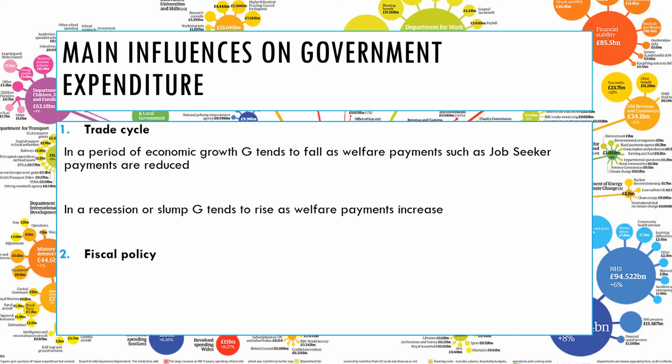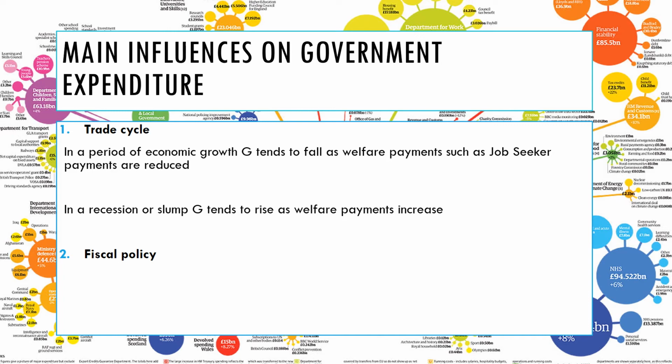Now, in a period of economic growth, government expenditure tends to fall, as we saw right at the start of this video. A large part of government spending is made up by welfare payments, such as job seekers payments. And if the economy is doing well and national income is rising and people's incomes are rising, then there is less of a requirement for government to make these payments. So the amount the government spends would typically reduce.